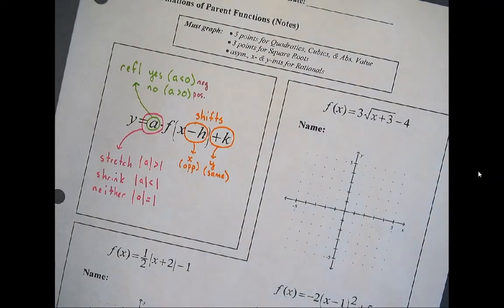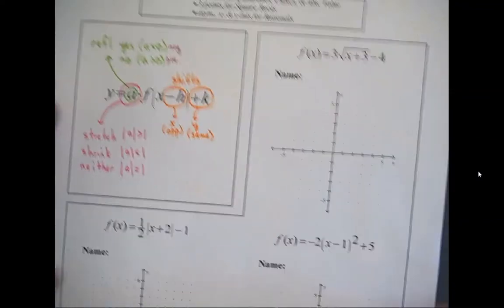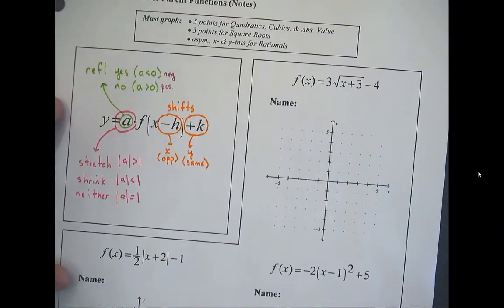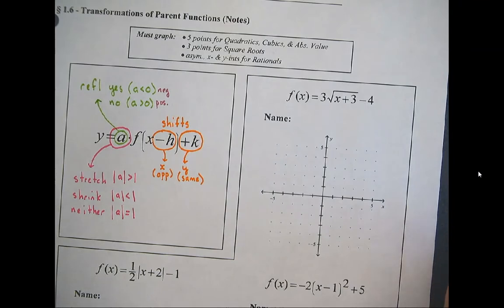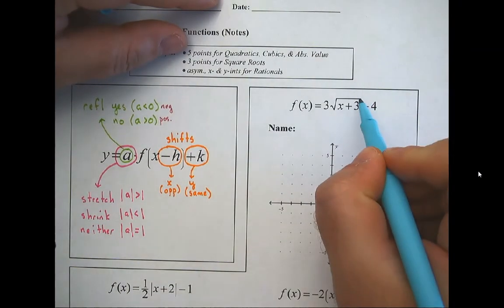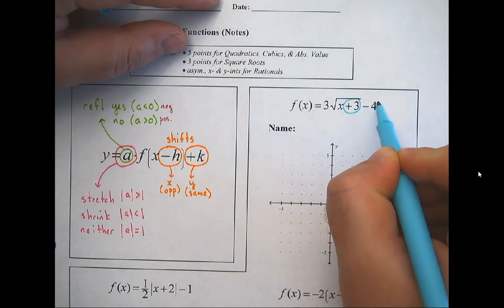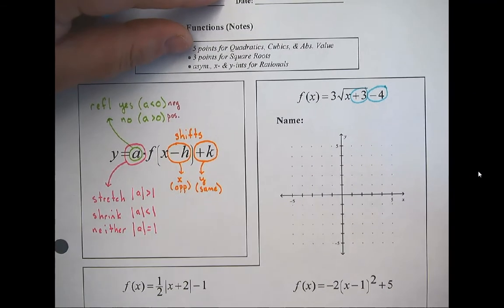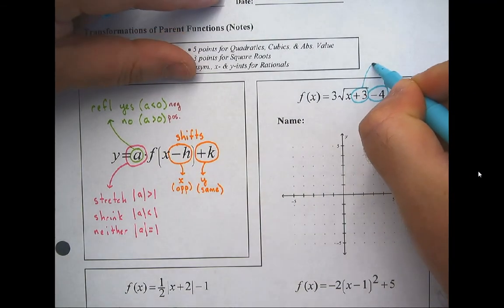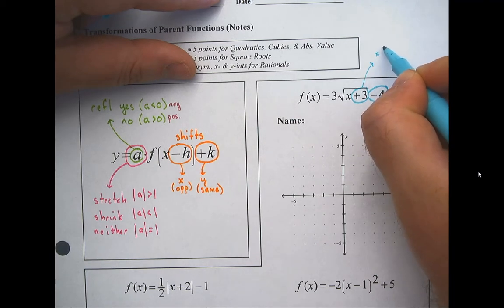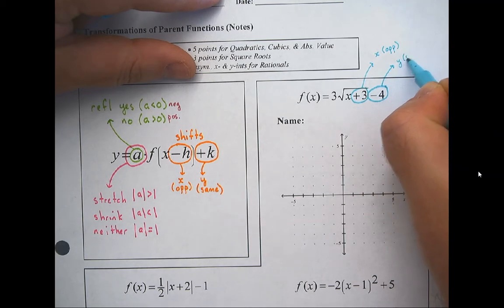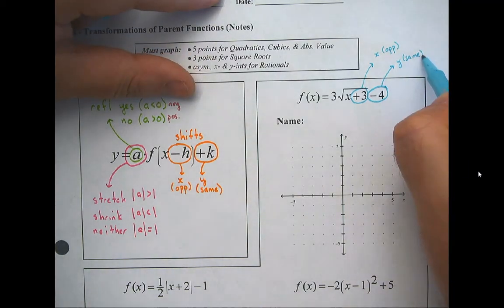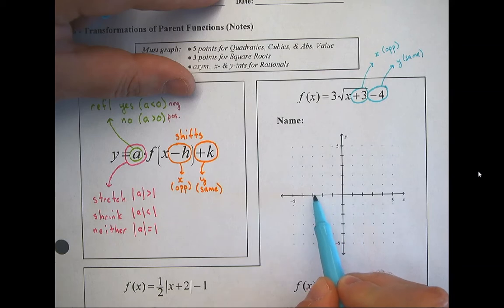All right, so now let's go back to our notes, and we're going to use our parent function sheet to help guide how to graph these. First of all, I usually do the shift first. So I find out where the shift is, and I apply that to my transformed function. If there's anything added or subtracted, that's going to be a shift. So this is a shift in x, and remember it does the opposite of what it says. This is a shift in the y direction, and it does the same as what it says. So I'm going to shift -3 and then -4.